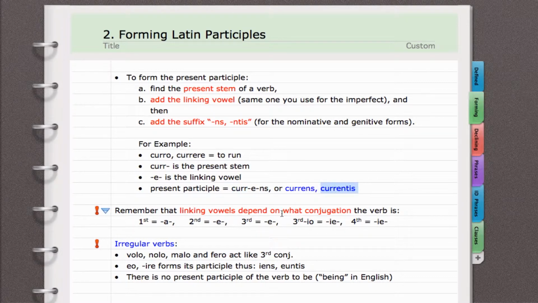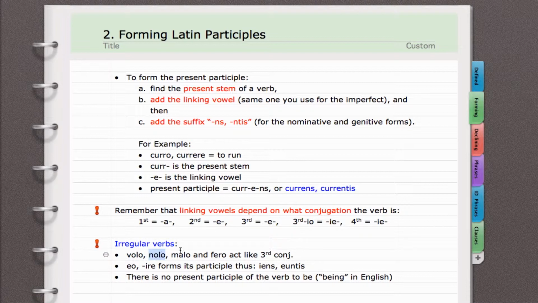Remember that your linking vowels depend on what conjugation the verb is. So in the first conjugation, it's going to be A. Second will be E. Third is also E. In the third IO and fourth, you're going to get IEs. IE there, IE there.